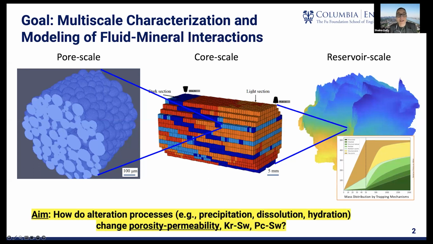So a lot of times when I start my presentations on these sorts of technical matters, I like to state the aim. And it's a broad aim, but it's one that my research team works on in different ways. And it's how do different alteration processes, these can be dissolution, precipitation with complex minerals, it could be hydration processes, how do they change the petrophysical properties of those materials? Some common ones would be porosity, permeability, relative perm, capillary pressure, so on and so forth. So all of these begin at the pore scale, and that's where we're going to center a lot of our talk today.